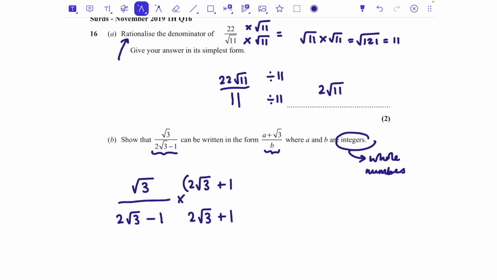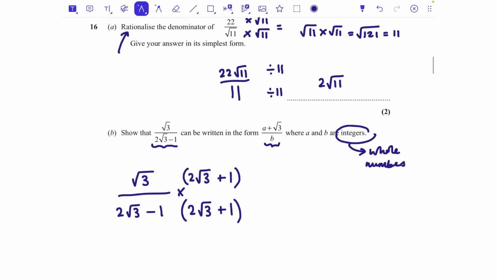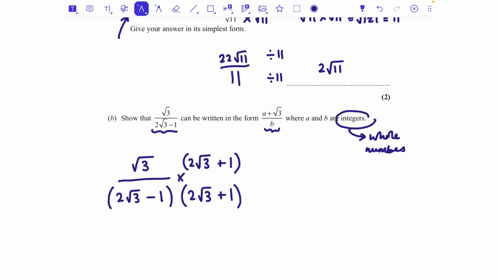So I'm going to multiply everything on the numerator by that, and I'm going to multiply everything on the denominator by that. So you can put brackets around it if you find it helpful. Root 3 times 2 root 3 and root 3 times 1. So on the numerator, we've now got, now when you do root 3 times root 3, we know that this times this just makes 3. So you've got 3 times 2. So that first term just becomes 6. And then we've got root 3 times 1, which is just root 3.